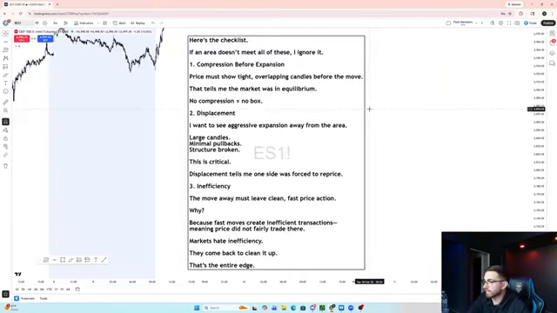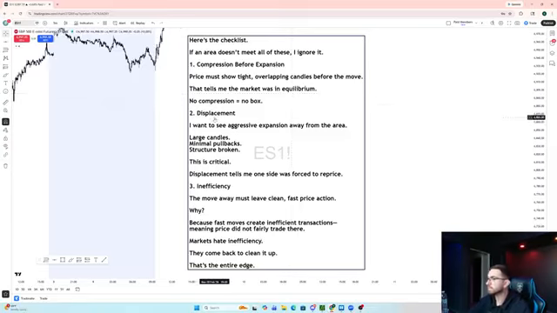And here is the checklist. If an area doesn't meet all of these, I ignore it. 1, there needs to be compression before expansion. And I'm going to be plotting these zones, that way you guys know exactly what to look for. But again, there needs to be compression before expansion. Price must show tight, overlapping candles before the move, and that tells me that price or the market was in equilibrium. If there's no compression, then there's no box.